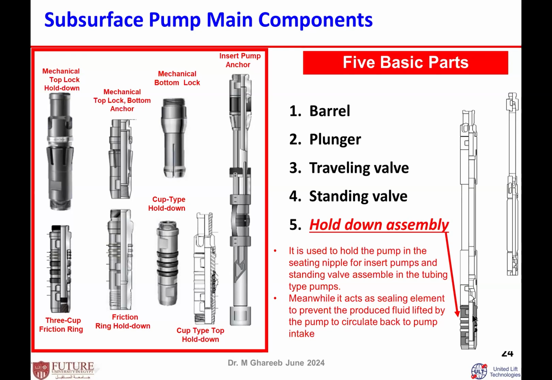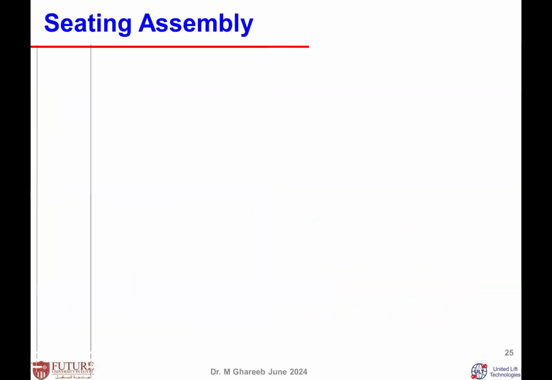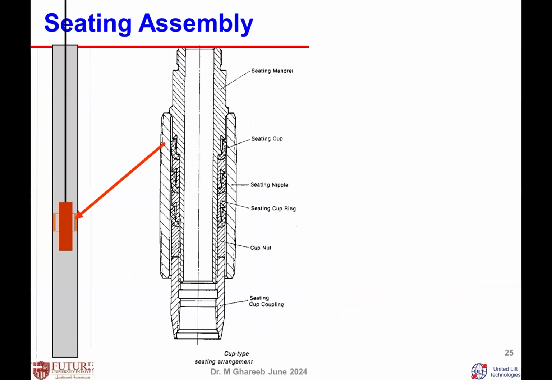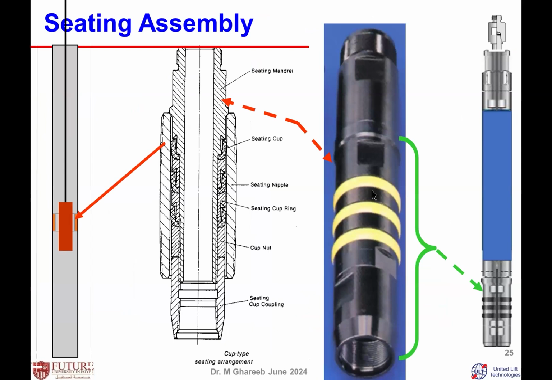Or even if there is some damage in the setting nipple, you don't need to run a workover, you can use this. This just gives you some picture of what type of setting device the pump uses inside the tubing. This shows how it sits in the setting nipple, and this is the pump setting assembly. The setting assembly goes inside the setting nipple, stops the pump and seals the flow. I put this picture just to give you some imagination of that.